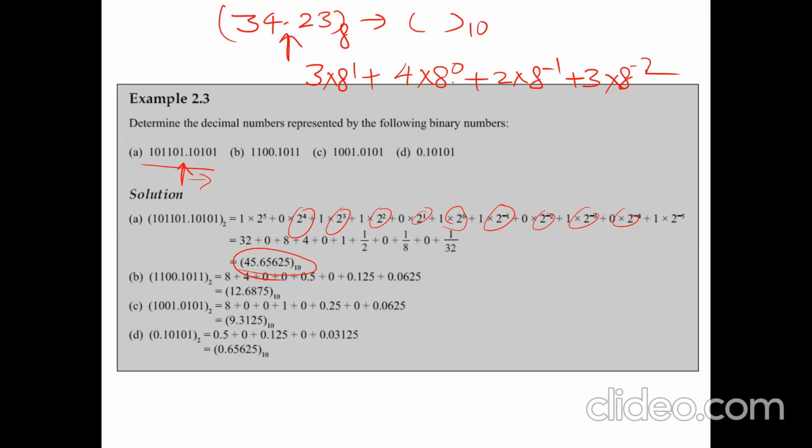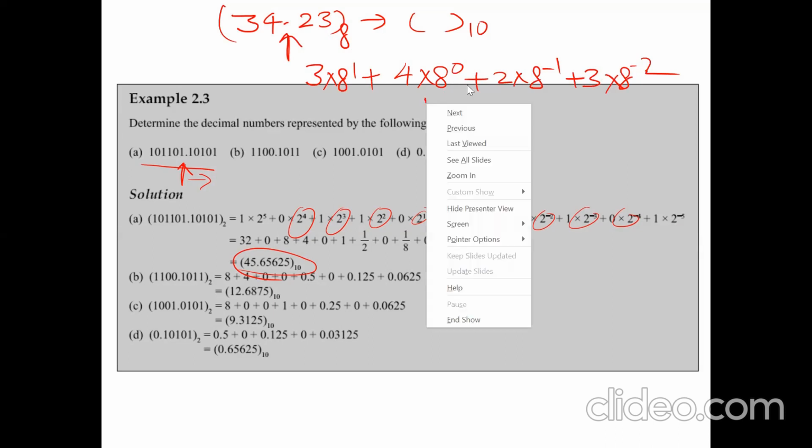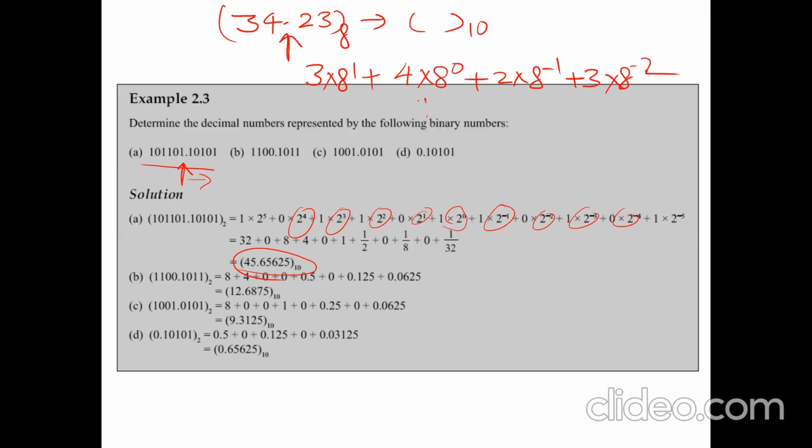Now we'll solve it. Anything raised to power 0 is 1. We have 4, 8 3s are 24, plus 2 by 8 plus 3 by 64. We can add them and the final number will be a base 10 number. This is how we can convert an octal number system into the decimal number system.